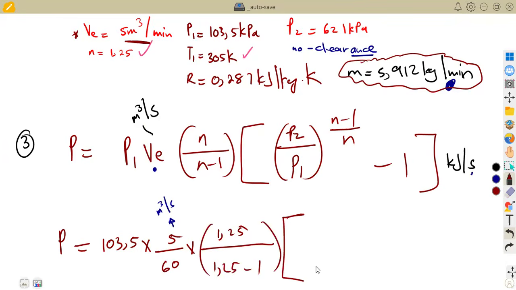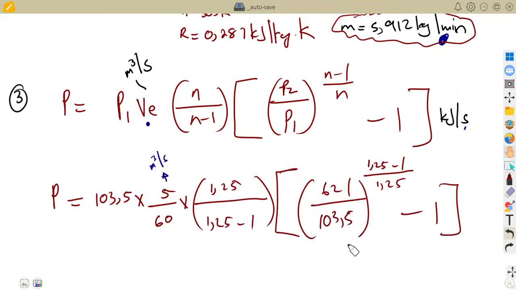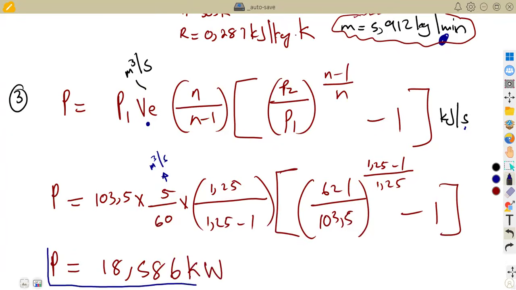That is it. Then into the pressure, P2, 621 over P1, 103.5, to the exponent of n minus 1, so that's (1.25 minus 1) over 1.25, minus 1, like this. We have the power from there. That was going to give us 18.586 kilojoules per second, which represents what? Kilowatt. Kilojoules per second is kilowatt. So that was it.